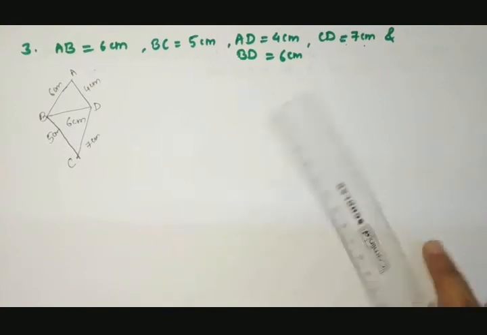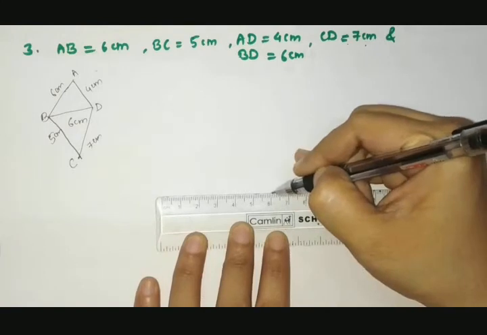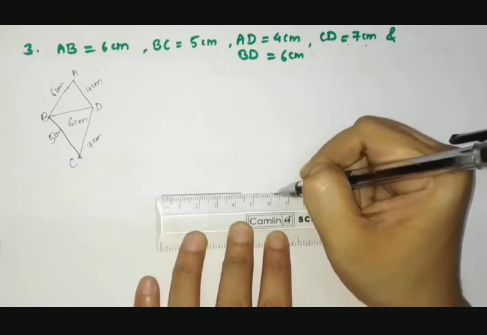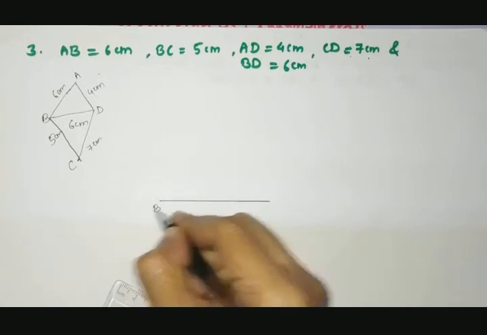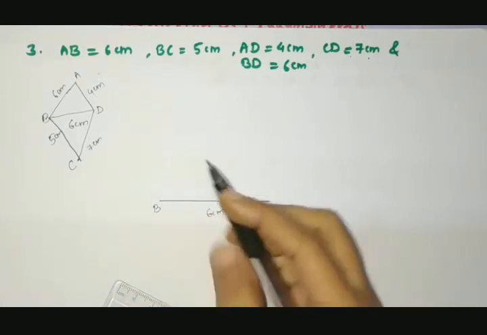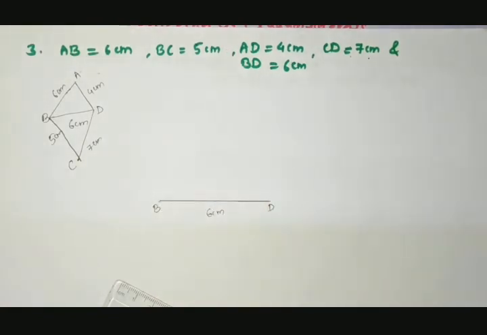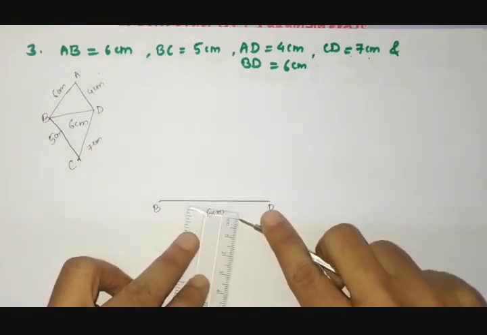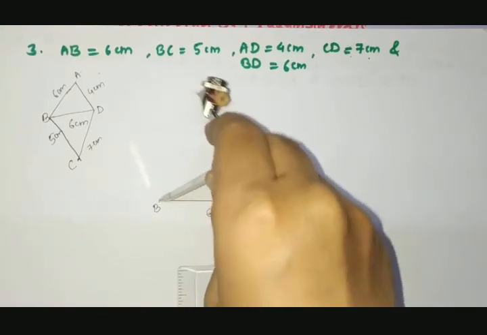So first of all, we'll take BD as 6 centimeter here. This is 6 centimeter. You have to take it with a pencil. So it is B to D, 6 centimeter. Now I will draw B to A. Considering B as a center, I will cut an arc this side. It's 6 centimeter, so just take it 6 centimeter here. With B as a center, just cut this arc here, okay?